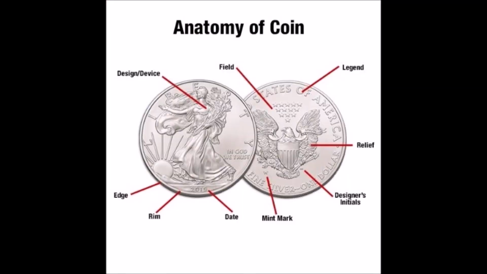So first off, let's just talk about the anatomy of a coin. This is a really straightforward picture. It talks about all the different parts of a coin, and it uses this really cool Walking Liberty coin as an example. So as you can see, we'll start with just the pure basics. The front of the coin is known as the head side of the coin to most people, but in terms of numismatics, it is the obverse of the coin. So the obverse is the front of the coin.